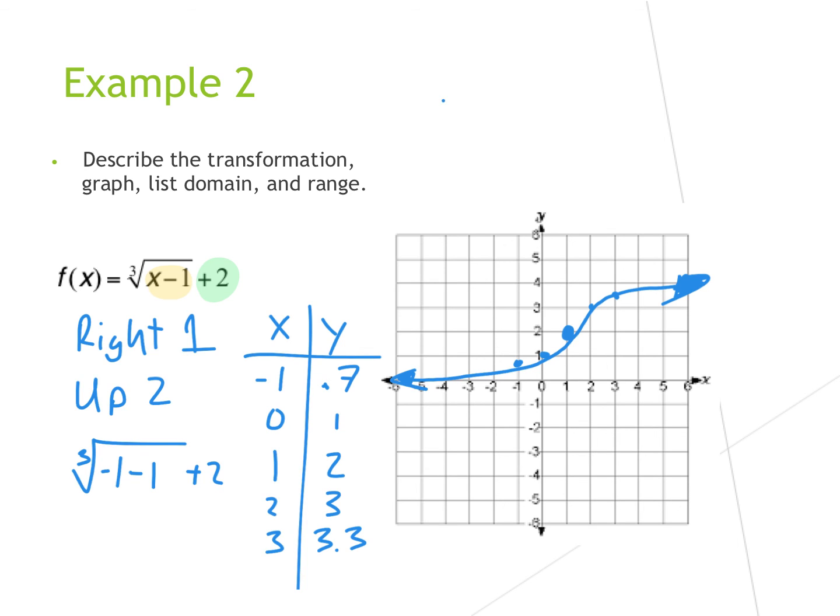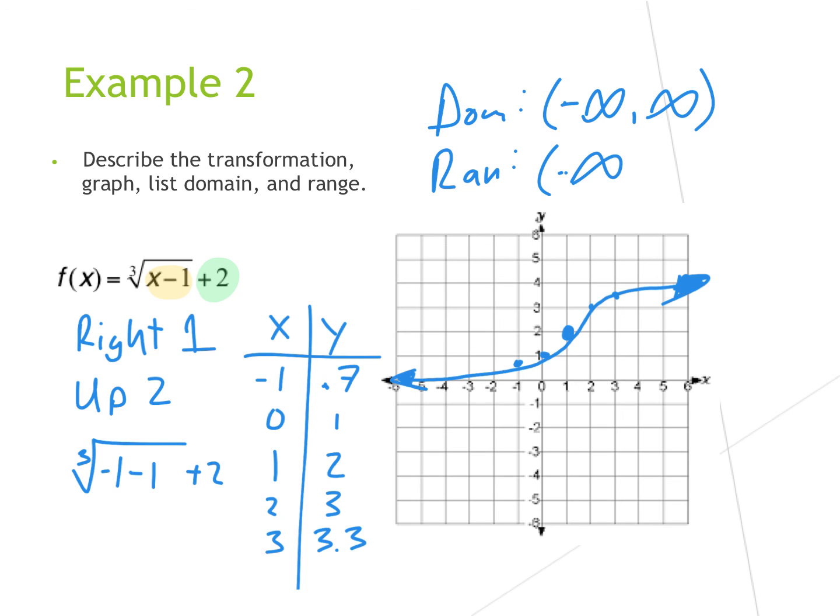All right, and then last thing, domain and range. Again, because this is a cubed root function, it is unbounded, which is kind of a fun word. So both of them are going to be from -infinity to +infinity. It never stops going up, it never stops going down, left or right.